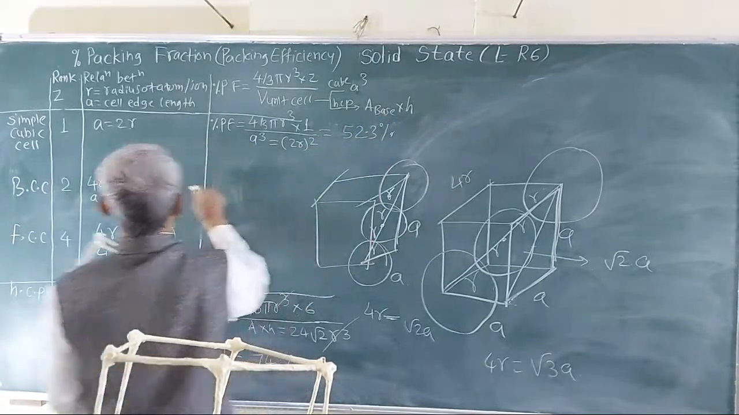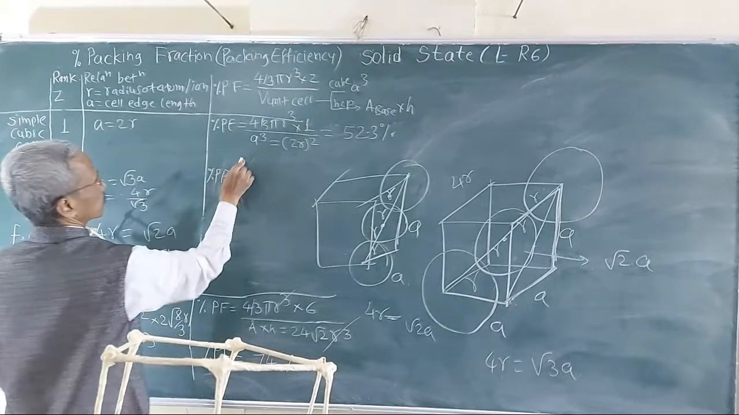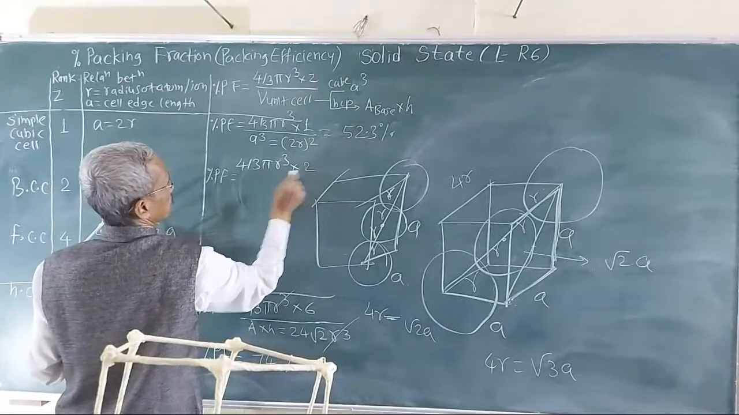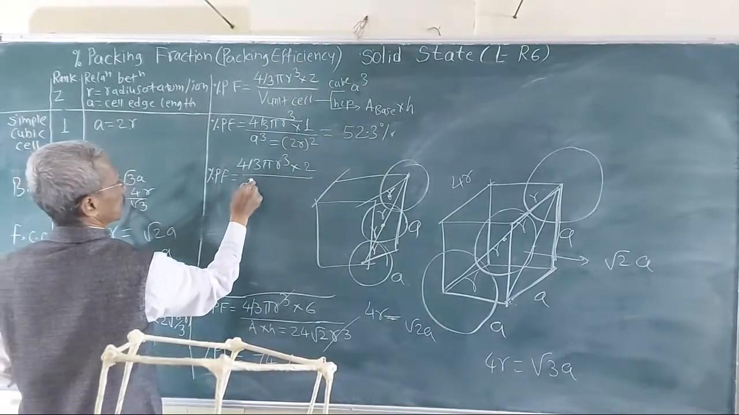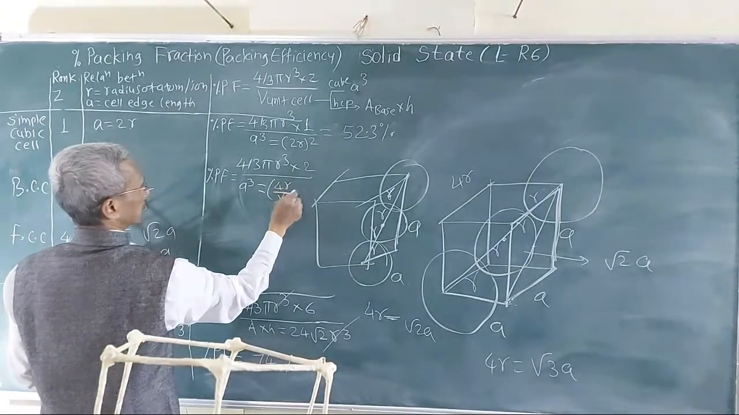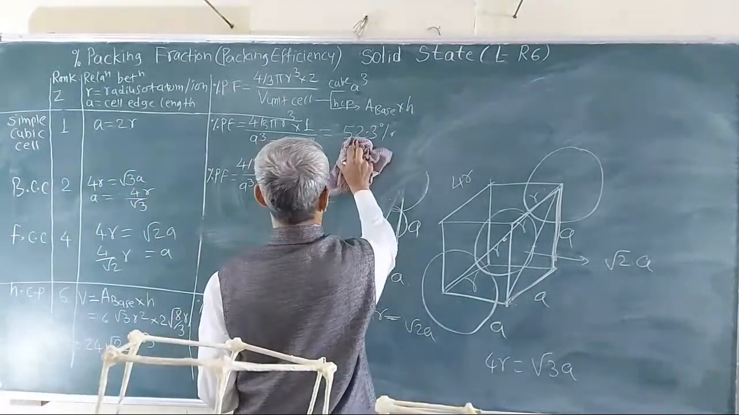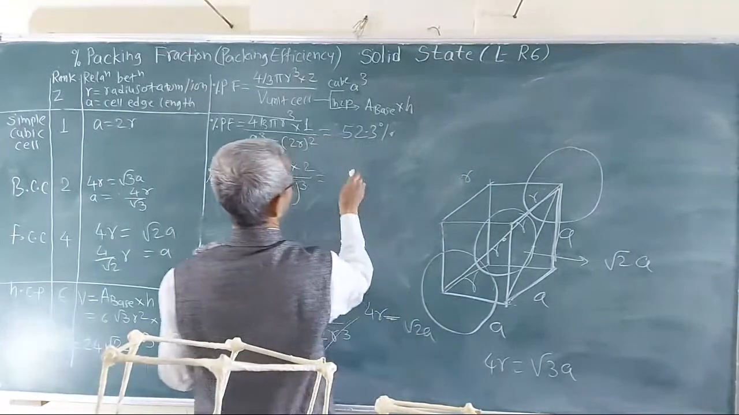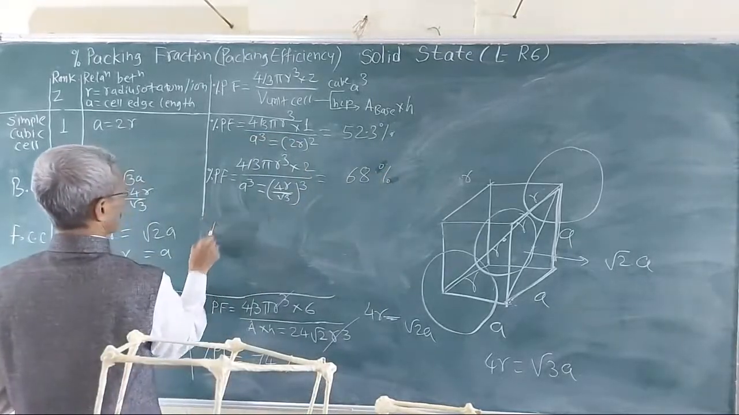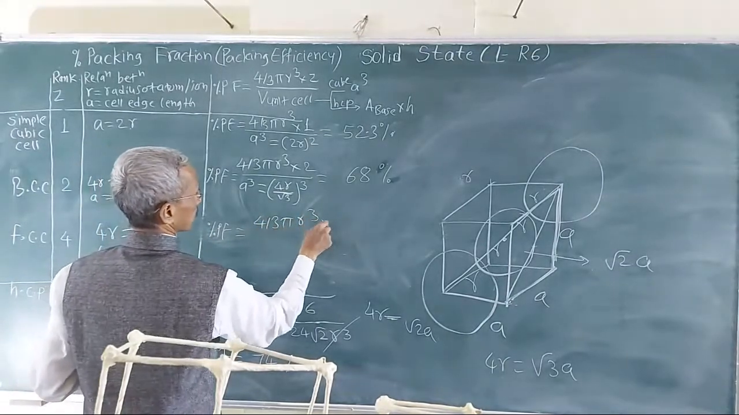If you consider the second fraction for this, Z is equal to 2 for the BCC, and the packing fraction is 4 by 3 πr³ into Z, where a is equal to 4r by square root 3, and this is said to be 68%.